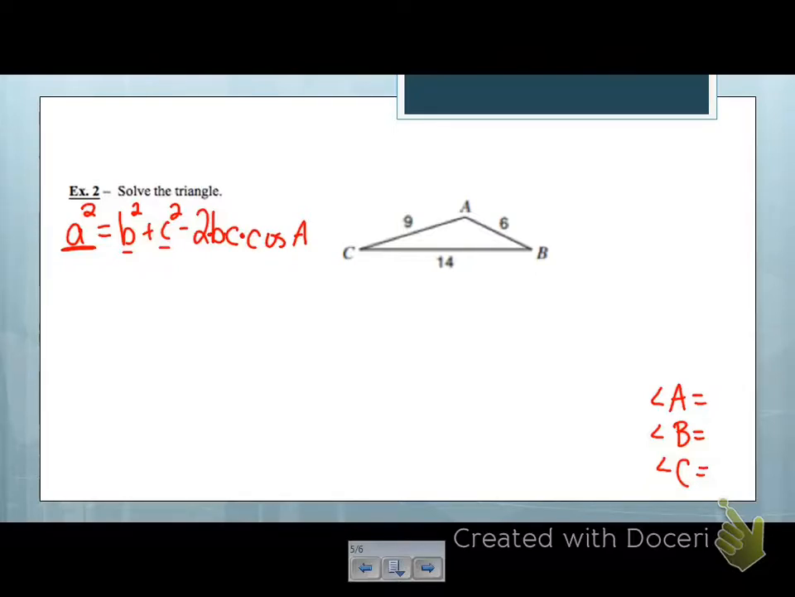Well, now what are the side lengths? Angle A is here, so the side length opposite is lowercase a. Angle C is here, so 6 must be lowercase c. And angle B, here we are. Okay, what I'd like you to do right now is pause the video, and I want you to repeat the steps that you used in example 1. After you're done, I want you to see if you agree with me, and if you don't, try and find your mistake.